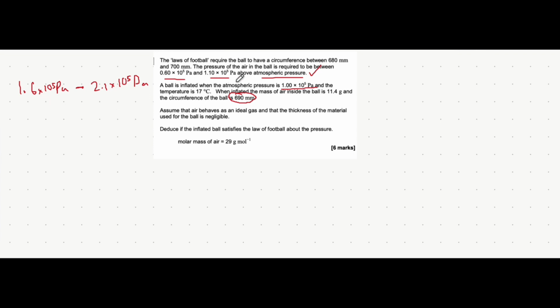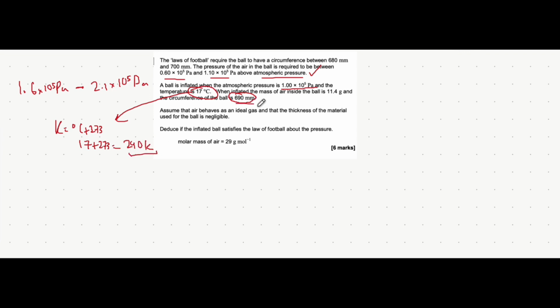It's told you that when it's inflated, the temperature is 17 degrees. Now, one thing with ideal gases, when you're dealing with them in equations, you have to convert temperature into Kelvin. The number of Kelvin is the number of degrees plus 273. So straight off the bat, let's do that. 17 plus 273 is equal to 290 Kelvin. And that's the value of temperature that we're going to use in our equation later on.